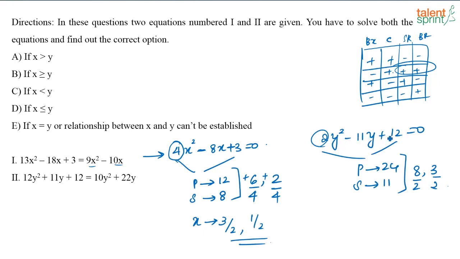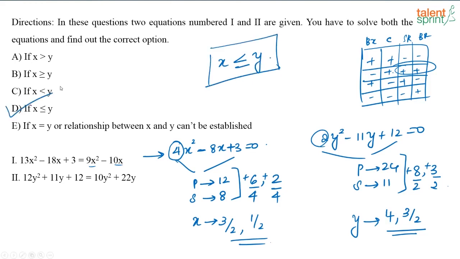Again, minus plus is the sign before bx and c term, so both the roots will be positive. The roots will be 4 and 3 by 2. So what is the relationship between x and y? x is less than or equal to y. Option D is your answer.